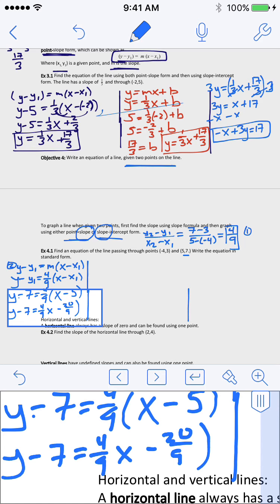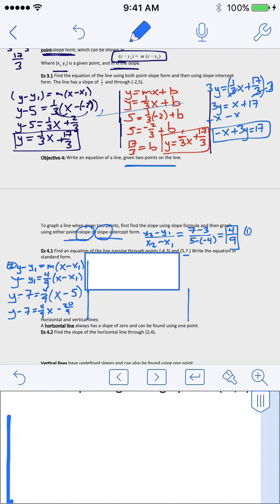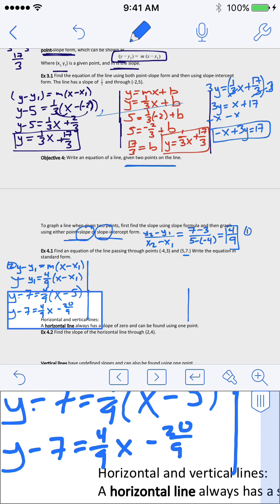And I actually don't need this parentheses anymore. Okay, cool. Well, that's still not very pretty. I'm kind of running out of room, so I'm going to go ahead and go up to the next part here. Add 7 to both sides, right?